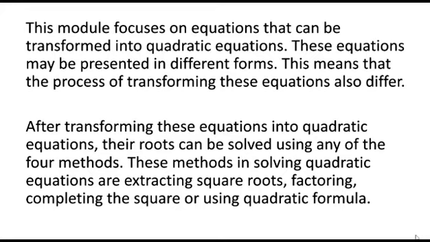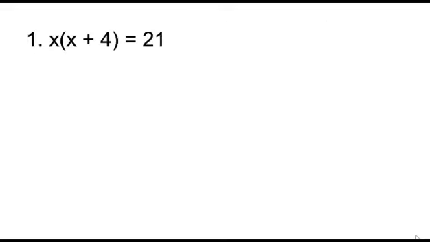So we're going to use different properties so that we could transform a particular equation into its standard form. After transforming these equations into quadratic equations, their roots can be solved using any of the four methods that we have discussed from the previous videos. These methods in solving quadratic equations are extracting square roots, factoring, completing the square, or the use of the quadratic formula. Okay, so we're going to transform those equations using different methods like the distributive property and the FOIL method. So let us now apply the different properties so that we could write each equation into its standard form.